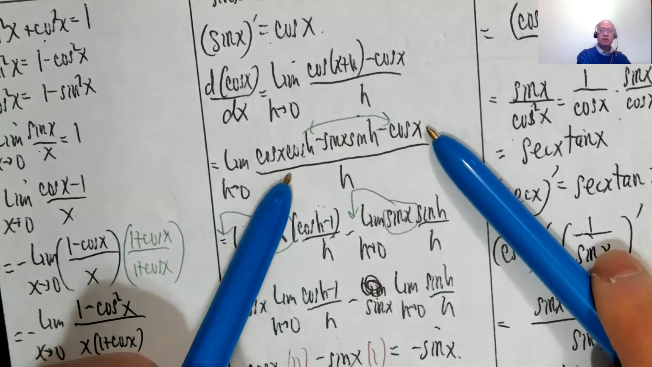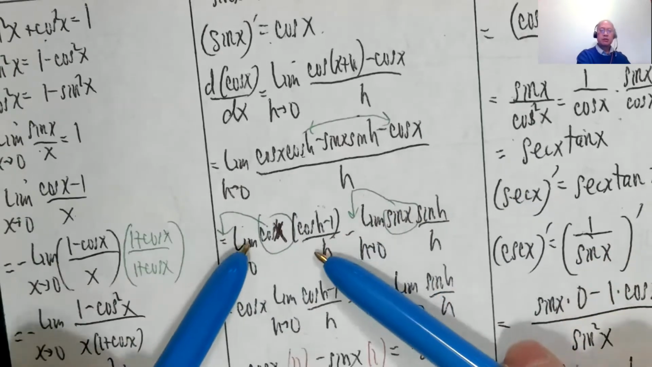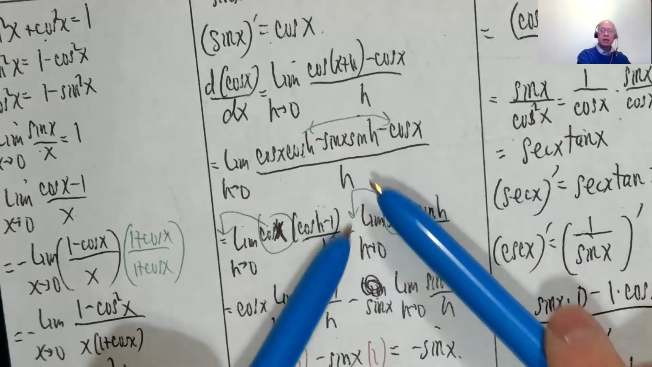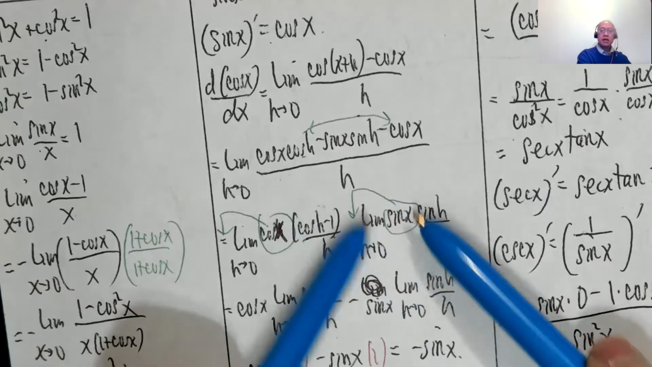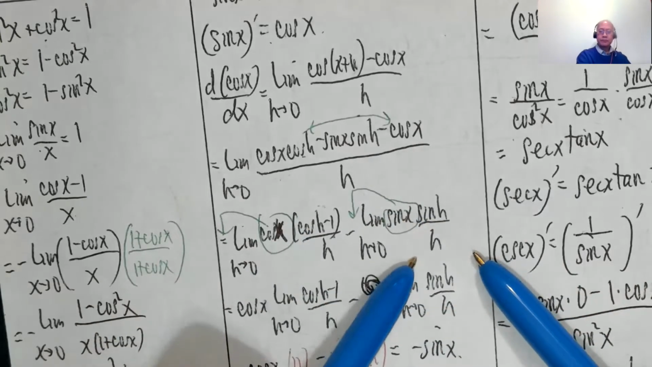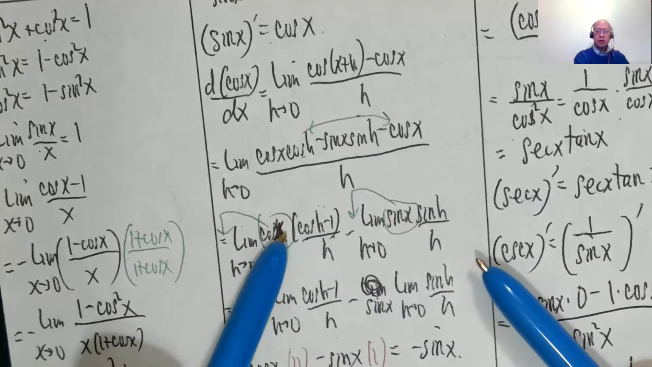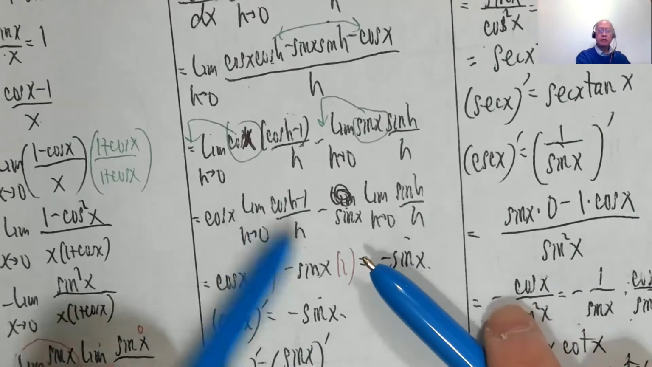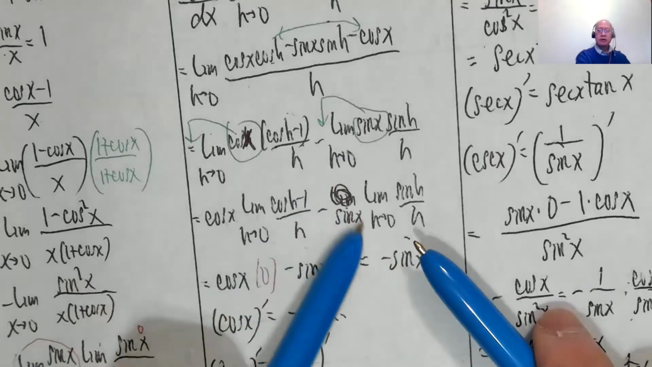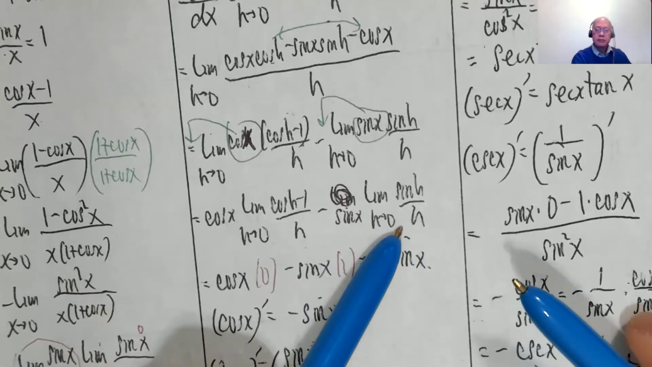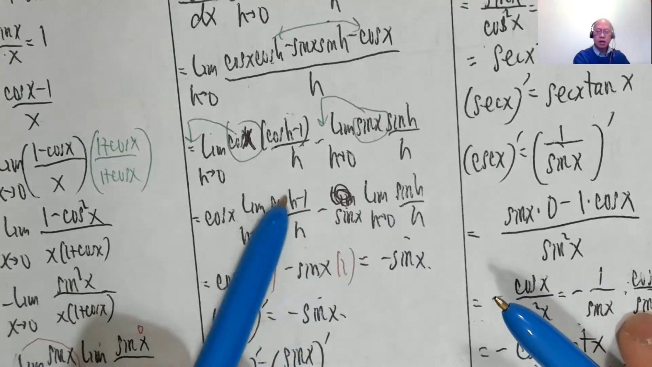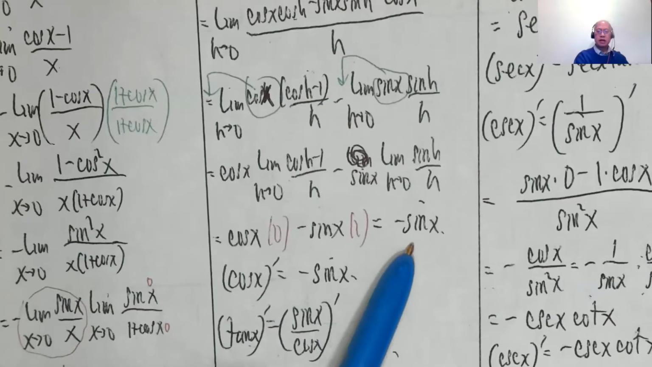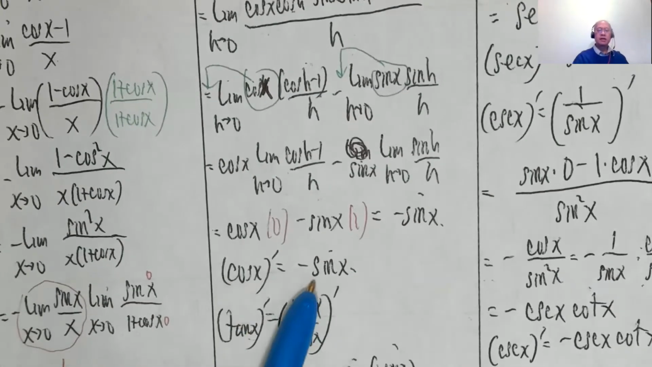These two factor out the cosine x: limit as h approaches 0, cosine x times cosine h minus 1 over h, and then minus limit as h approaches 0, sine x times sine h over h. Bring the sine in front, bring the cosine in front: cos x, limit as h approaches 0 of cosine h minus 1 over h, minus sine x, limit as h approaches 0 of sine h over h. Okay, and once again, this limit we know is 1. We know this limit is 0. So it's 0 minus sine x, or negative sine x. So the derivative of cosine is negative sine.